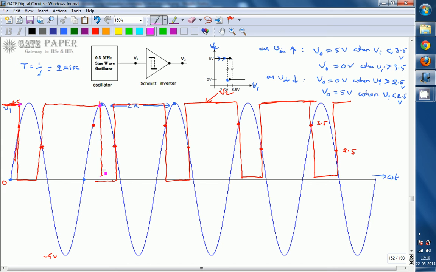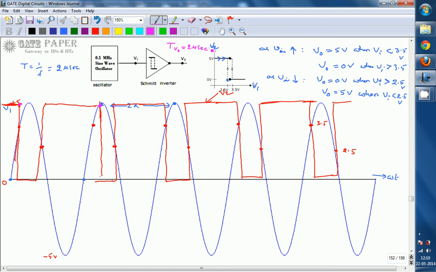Here we are drawing the waveform for 1, 2, 3, 4, 5 cycles, and the output also consists of 5 complete cycles. So the time period of the input waveform is the same as the time period of the output waveform. The time period of V2 is 2 microseconds, which is the same as the time period of the original input signal, Vi.